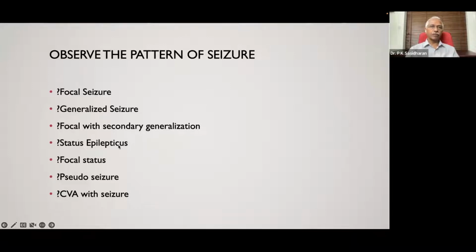Or is it a status? Status epilepticus refers to repeated seizures in between which the patient fails to regain a fully conscious state. That's all it means by status epilepticus. Or sometimes it may be a focal status. That means one limb alone is moving continuously without any break, and that becomes a focal status. Also observe the pattern of seizure to decide whether it is a pseudo seizure. Pseudo seizure will not have a specific pattern, and as I said before, you can look at other features to support a pseudo seizure. Sometimes it may be a CVA with a seizure, in which case you may find a neurological deficit and involuntary movement on one side.